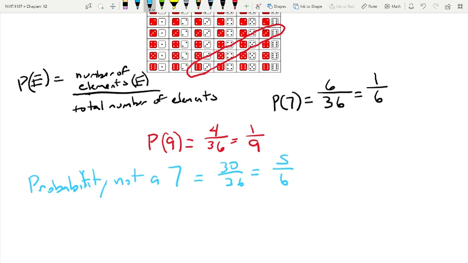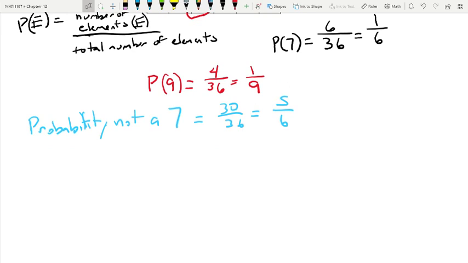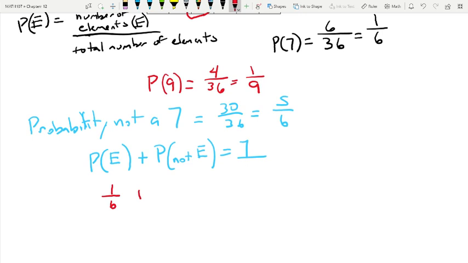So it ends up that the probability of the event E plus the probability of not E equals 1. If you think in terms of the numbers we just did, the probability of E we said was 1 out of 6. The probability of not E was 5 out of 6. And that does indeed equal 1.